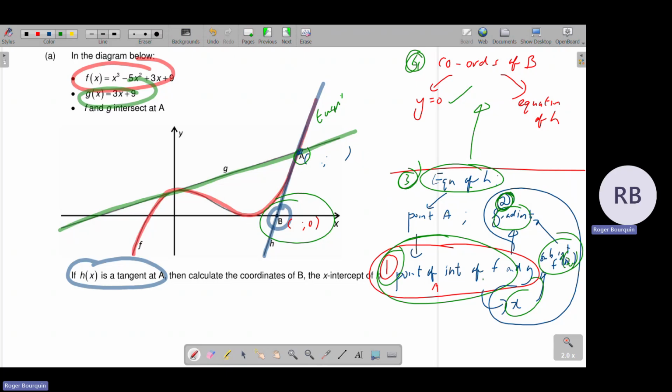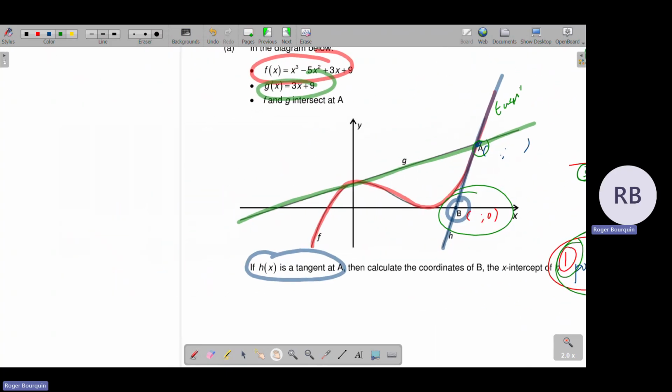So first thing, find the coordinates of the point of intersection. And guys, it's section B, so you can use calculators. So at A, what's happening? f of x is equal to g of x, right?